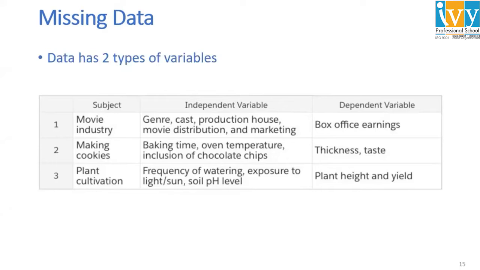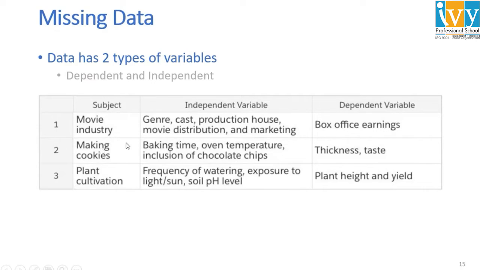Data has two types of variables, dependent and independent. As we can see on the screen, there's a subject, there is an independent variable for that, and then there is a dependent variable. Say the subject is the movie industry. The independent variables are the variables that are not dependent on anyone. So they are genres, cast, production house, movie distribution, and marketing. But what is dependent on all these independent variables is definitely the box office earnings.